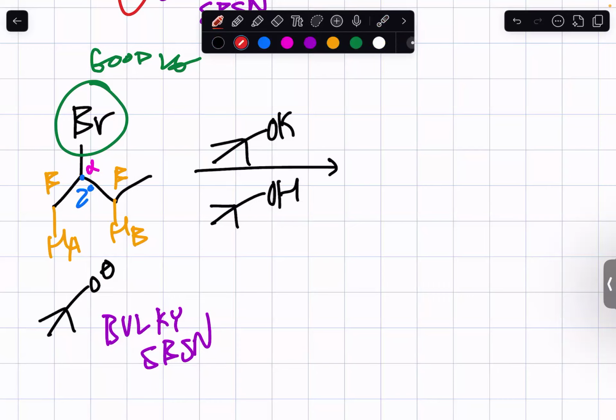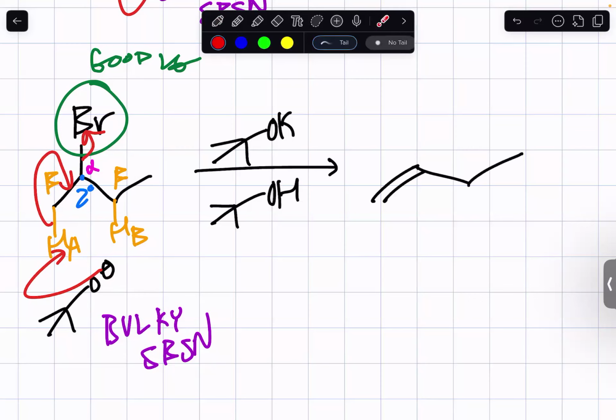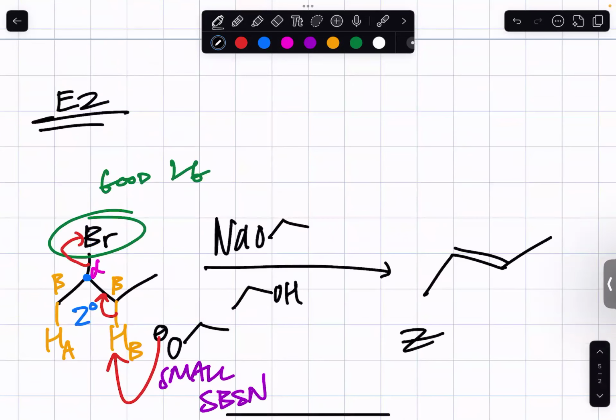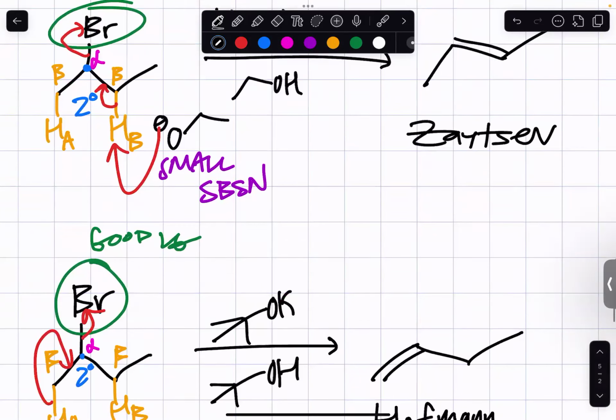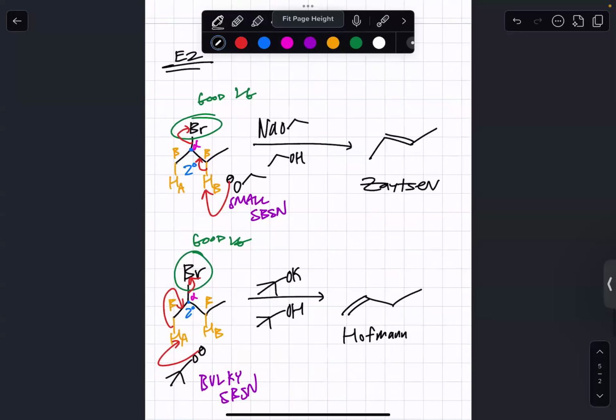It will be able to grab the less crowded proton, the less substituted proton, which is beta proton A, create a double bond here between this alpha and beta carbon, and kick out the good leaving group. But that would lead to the less stable alkene, which you might see referred to as the Hofmann alkene. And this right here is the Zaitsev, the more substituted one. Okay. Does this sound familiar from 118A, Tanya?